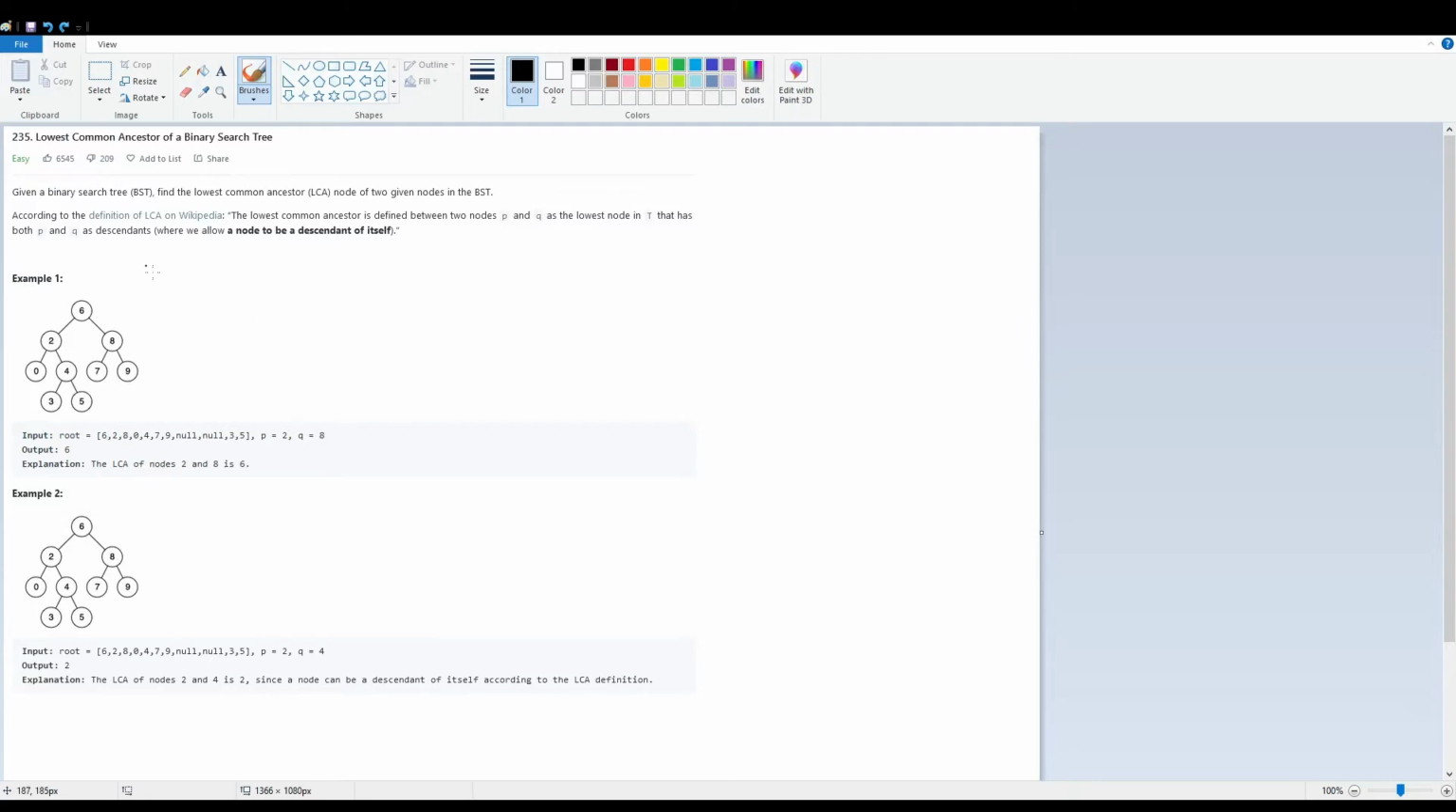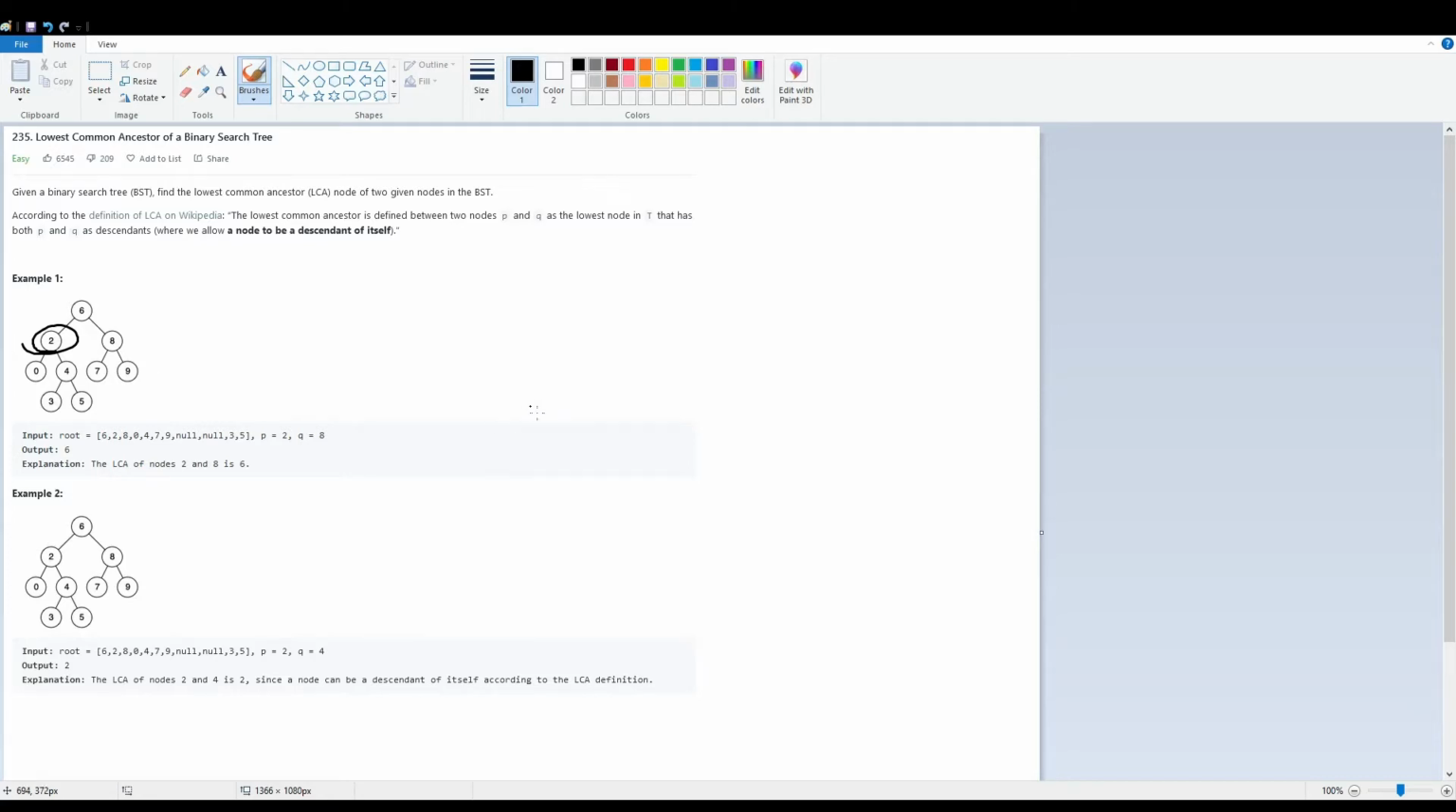Okay, so what does that mean? For example, P is 2, Q is 8, the lowest ancestor these two have in common is 6. And similarly for 0 and 5, the lowest common ancestor is 2, obviously not 4, because 4 is not an ancestor of 0, so it has to be 2. And also a node can be a descendant of itself, so if P is 2 and Q is 0, then the lowest common ancestor is 2.